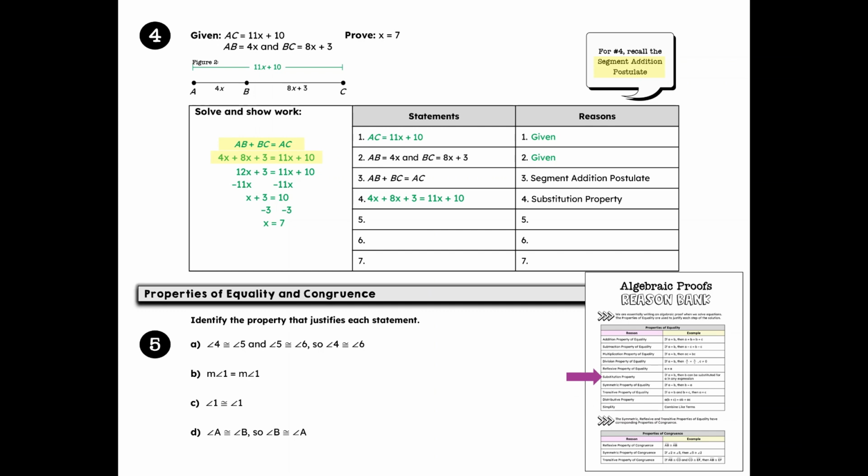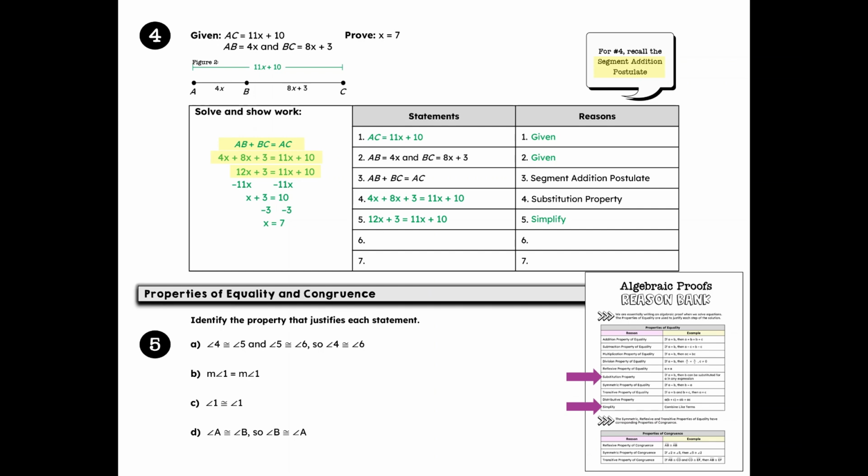Okay. What did I do next? I combined like terms, right? 4x plus 8x to get 12x plus 3 equals 11x plus 10. I'm going to write that down. 12x plus 3 equals 11x plus 10. What did we do? We combined like terms. What do I write there as the reason? Simplify.